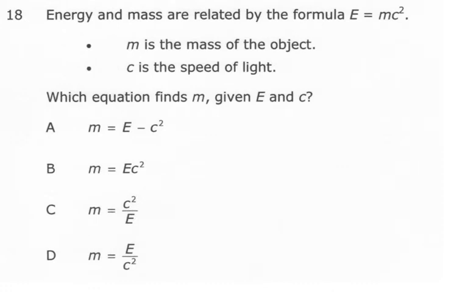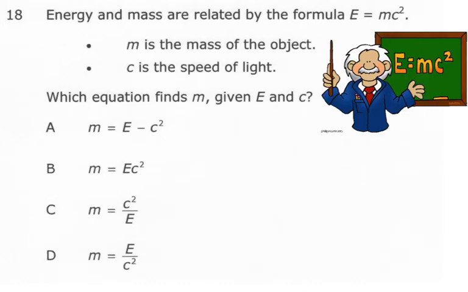Alright, number 18. Energy and mass are related by the formula E equals mc squared. Thanks, Einstein. M is the mass of the object. C is the speed of light. Which equation finds M given E and C? Well, using Einstein's formula here, we need to find M. So I'm going to recopy down the famous equation, E equals mc squared, and I want to find M, so I'm going to circle the M and try to get M all by itself, and I'm going to do PEMDAS backwards when I do this.